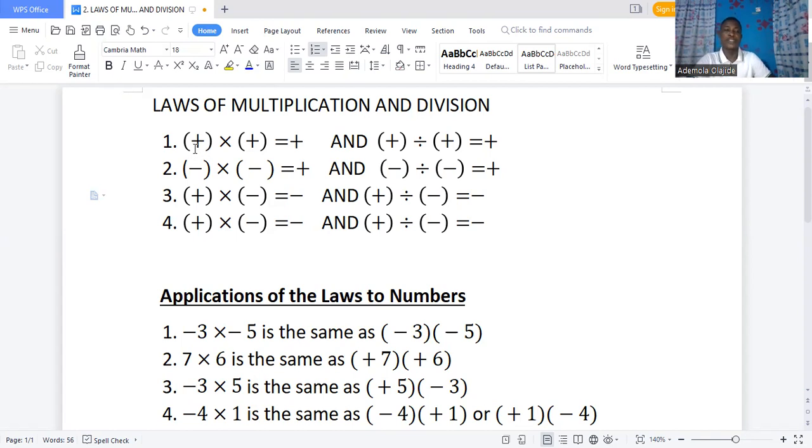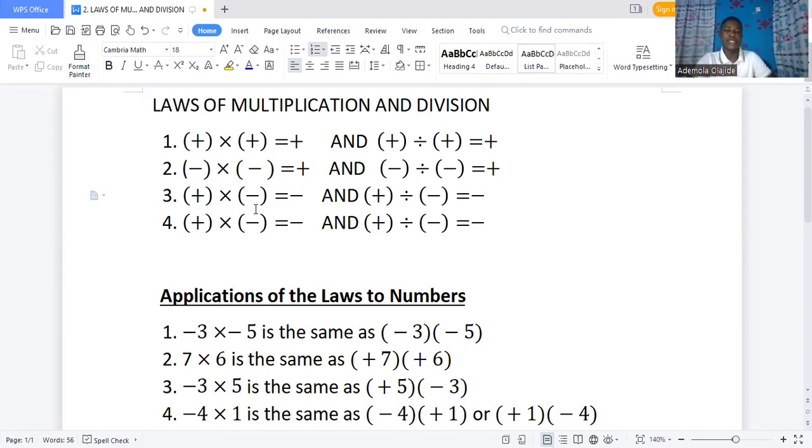For example, if you say plus times plus, you get plus. And if you say plus divided by plus, you get plus. If you say minus times minus, you get plus. And if you say minus divided by minus, you get plus. The reason is because if the same signs multiply or divide, you will get plus. But let us look at number 3.